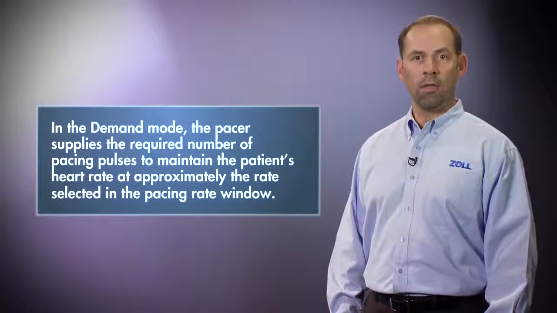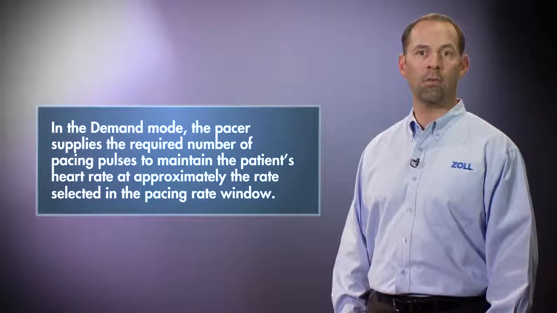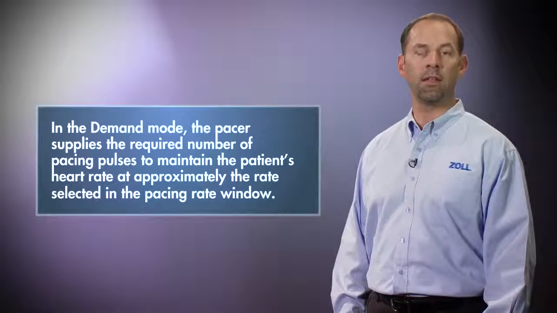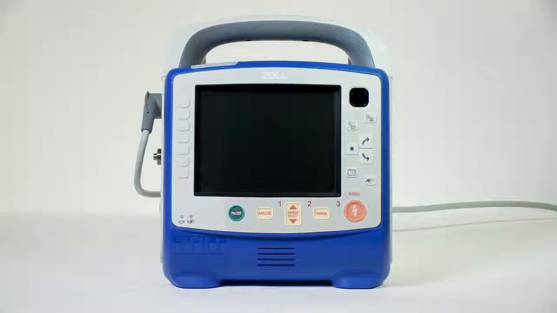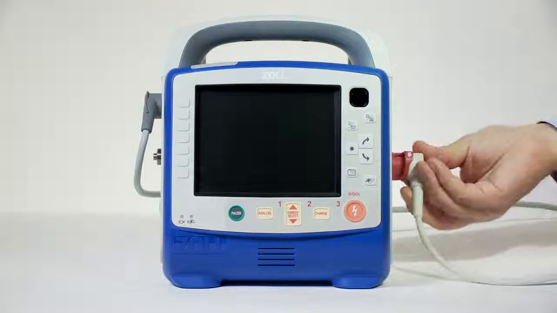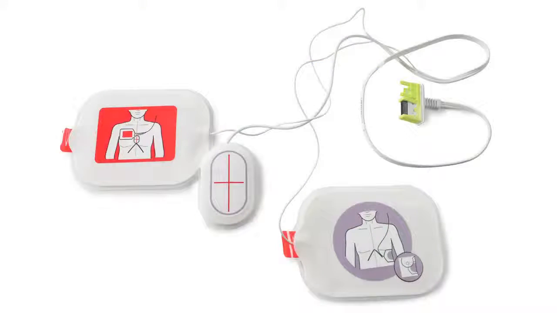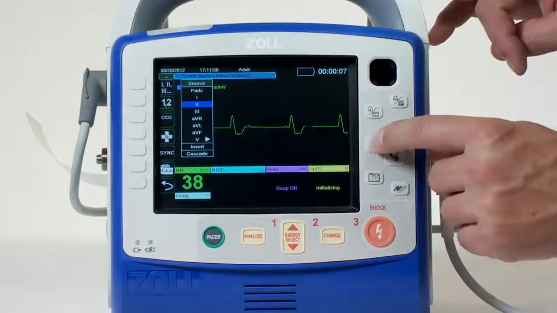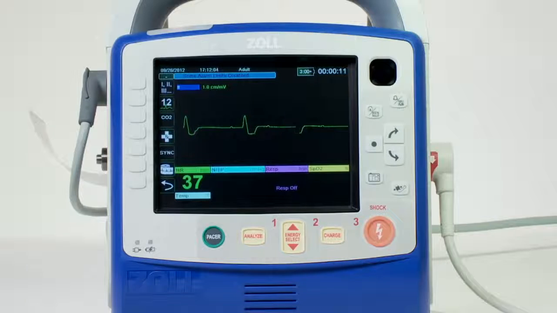In the demand mode, the pacer supplies a required number of pacing pulses to maintain the patient's heart rate at approximately the rate selected in the pacing rate window. To pace in demand mode, apply ECG electrodes, attach lead wires, and connect the ECG cable to the side panel. Connect the therapy electrodes to the multifunction cable. Press the lead quick access key and select leads 1, 2, or 3 to provide the largest amplitude QRS complex.